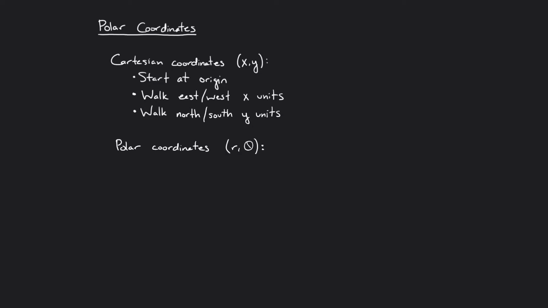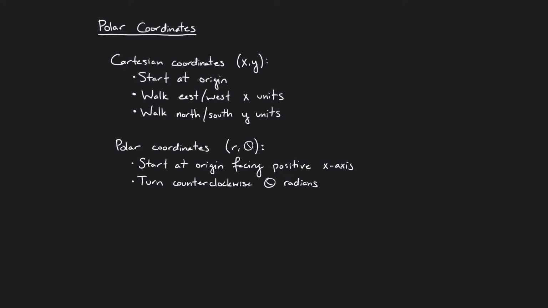Polar coordinates work a little bit differently. If we're given a point in polar coordinates, we denote this with the variables r and theta. Now the directions go something like this. Let's start at the origin, facing the positive x-axis. Then we turn counterclockwise theta radians, and we walk forward r units in the direction we're facing. Really, all we're doing here is specifying the direction to walk with theta and the distance to walk with r.